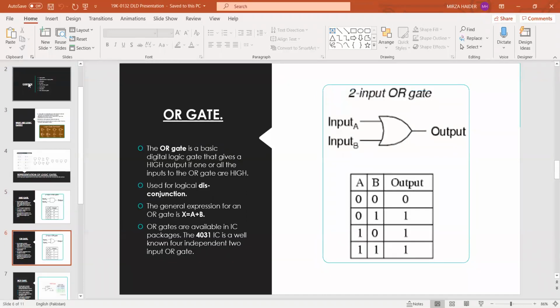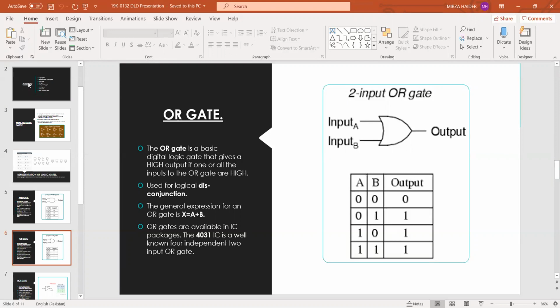Now let us move on to the second gate, which is the OR gate. The OR gate is a basic digital logic gate that gives a high output if one or all the inputs to the OR gate are high. An OR gate is used for logical disjunction. The general expression for an OR gate is X equals A plus B, and we can say that it is similar to addition in simple algebra.